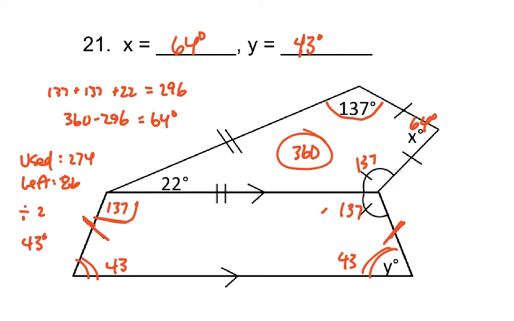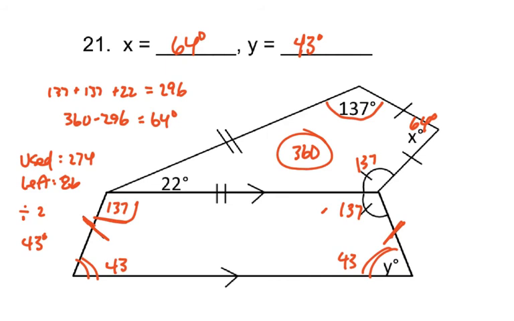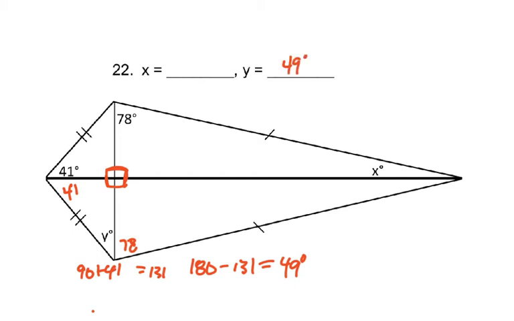So, one more problem. And we're back to the kites. We've got our perpendicular intersection. Mirror this stuff just in case. It's going to be relevant here in this triangle, because now I can find y. I can do 90 plus 41 is 131. 180 minus 131 is 49. So found y already.